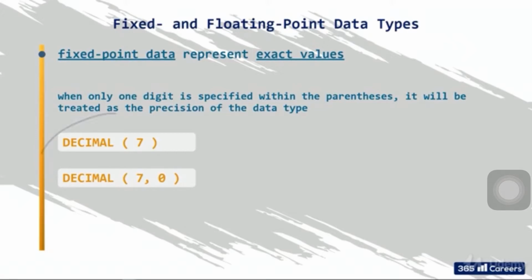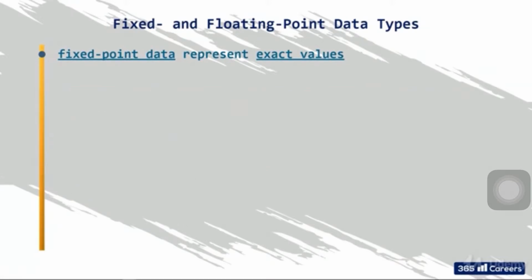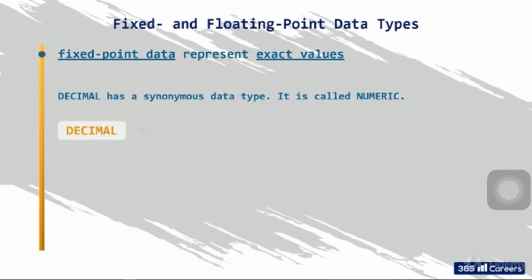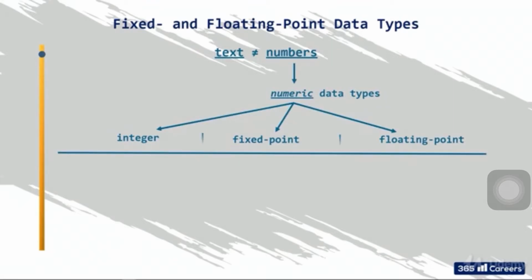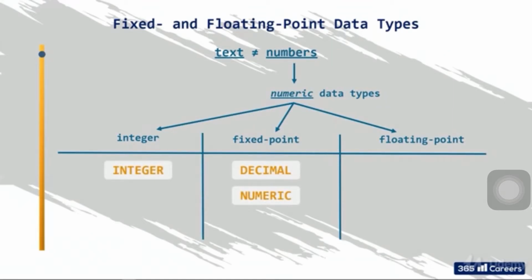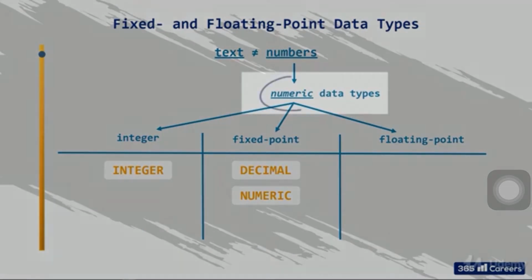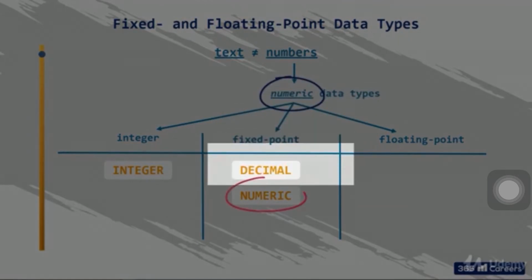Hence, a decimal of 7 or a decimal of 7 and 0 will require an integer written with at most 7 digits, right? For example, the number 1, 2, 3, 4, 5, 6, 7 fits the criteria. Perfect! We shouldn't forget to mention that decimal has a synonymous data type. It is called numeric. Please do not confuse it with the entire set of numeric data types. Integer, decimal, numeric, and the floating point ones you will see in a minute. These are all numeric data types, but this is a specific one.